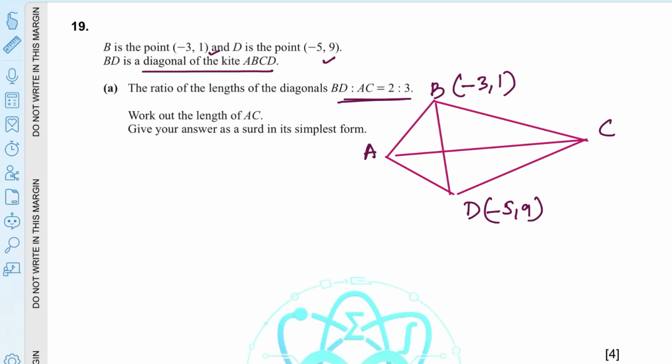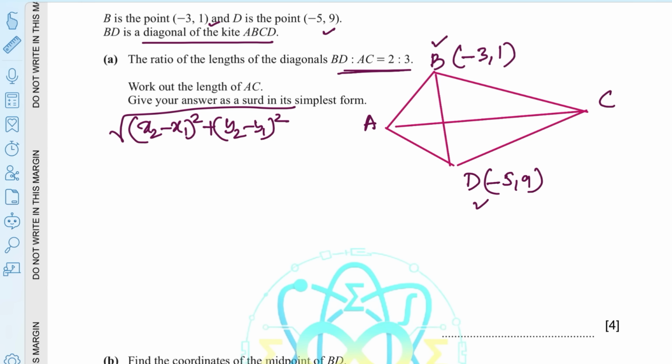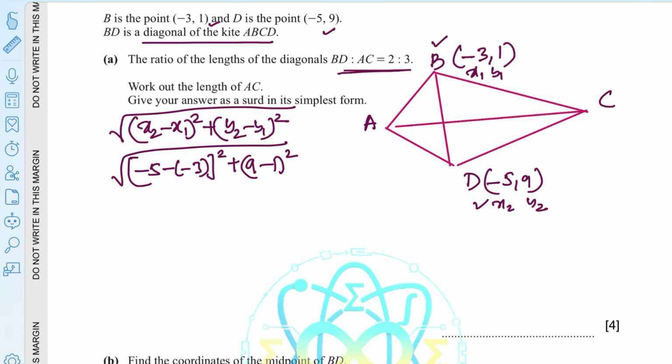Okay, first we have the coordinates of B and D, so we can find out the length of BD first. If you remember the length formula, it is the square root of x2 minus x1 squared plus y2 minus y1 squared. This is the length formula if the coordinates are given, right? So in this case, for example, this is x1, this is y1, this is x2, and this is y2. So for x2 we have minus 5 minus minus 3, and this is squared, plus y2 is given, 9 minus 1 squared, take the square root. So I'm trying to find the length of BD. Yeah?